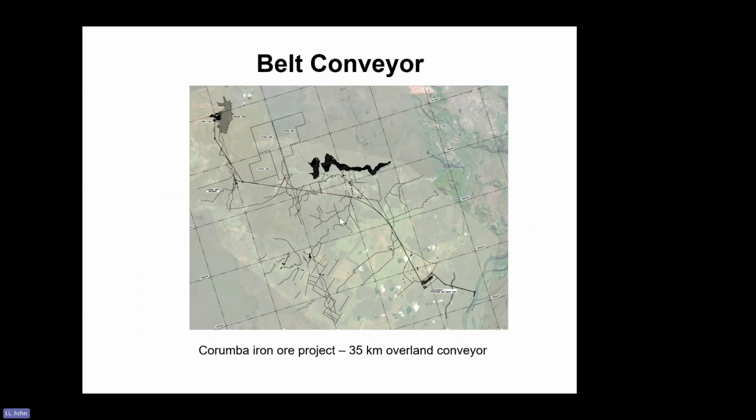And this belt conveyor is about 35 kilometers long. I joined this project, the Corumba Iron Ore project. It has a mining site in Brazil and the port site in Argentina. So two countries' border. From this point to here is about 35 kilometers. It takes about 8 motor drives, totaling about 10,000 kilowatts.